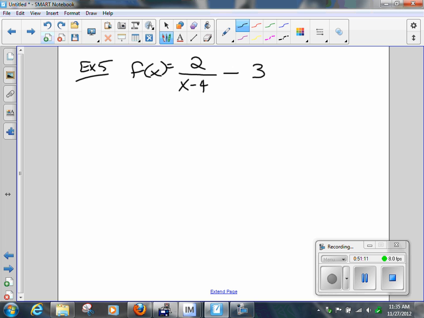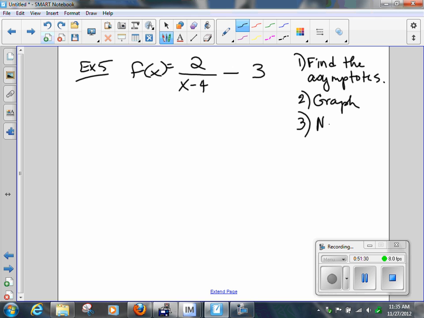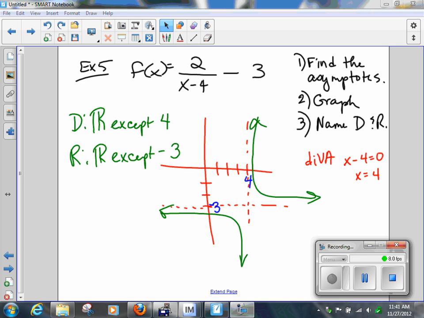The function 2 over x minus 4 minus 3. And of course, I want you to find the asymptotes, graph, and then name the domain and range. Do that for me. Do that on your own.